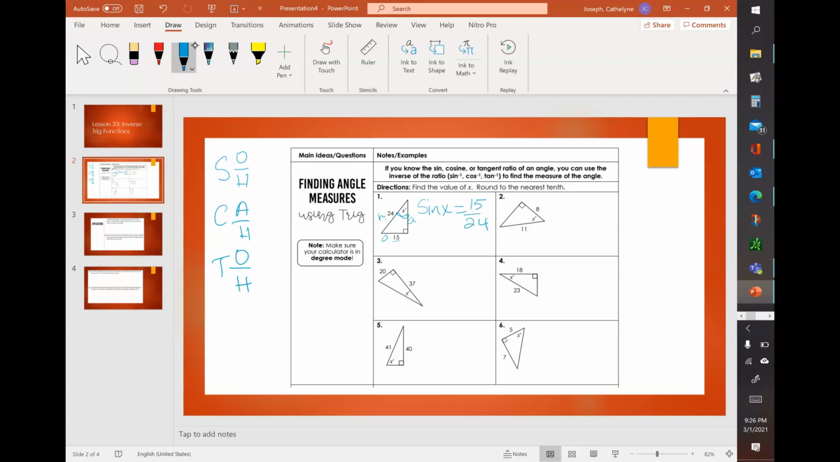Now, because we are finding the missing angle, we are going to use the inverse. So x equals the inverse sine of 15 over 24. It's very simple. It's the same setup. We put x, we move sine, but when we move sine, we have to do the inverse of sine. So now we'll go to our calculator.